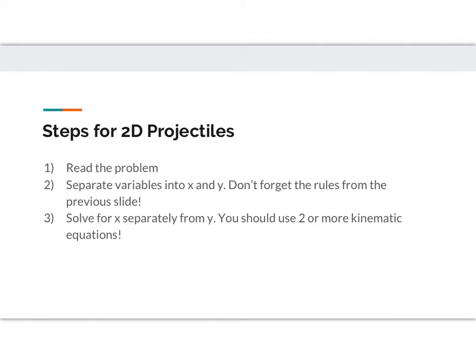So here are my steps. First, I need to read the problem and underline important information. Then I need to separate my variables into the x and the y. You'll see in a second that I separate into a t-chart, x and y, and I put all the variables down that I know. Don't forget the rules from the previous slide. Sometimes the best way to start is writing down everything you know, and you don't want to forget those extra things like what acceleration is in the y. Then you need to solve the x separately from the y. You can't cross these numbers, they're two different universes.